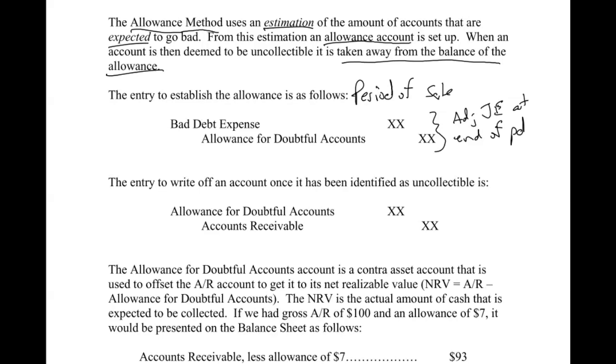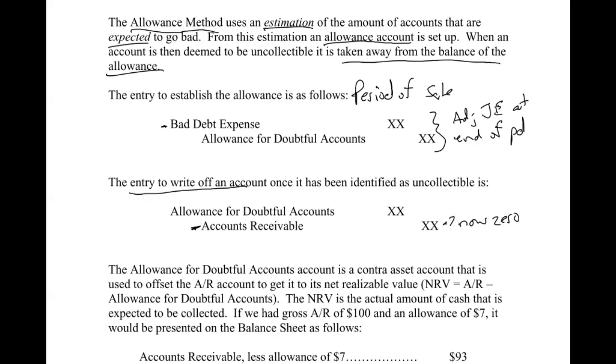Now the entry to write it off: once the account has been identified, we take it away from the allowance and write off the accounts receivable. So once again, as I was saying up top, we still have the bad debt expense component and the accounts receivable component. They're just broken up so that we have the expense in the period of sale, in the period of the revenue, and then the accounts receivable goes to zero. Like I said, this will be zero when we actually write off the accounts receivable for that specific account. So two entries, bad debt expense.